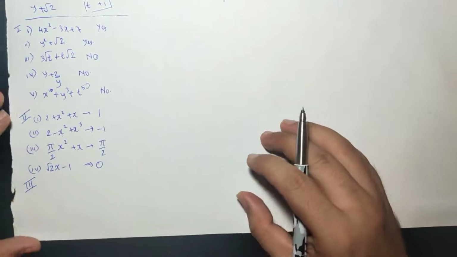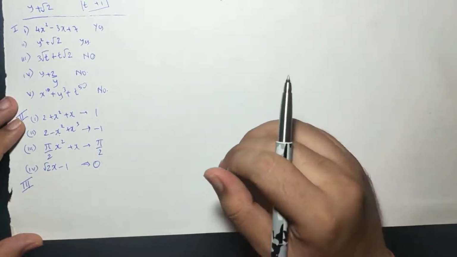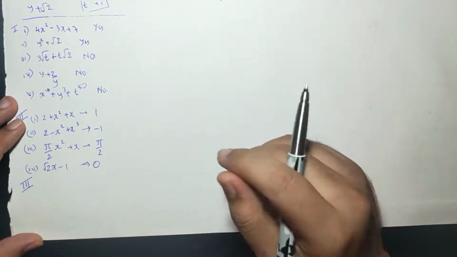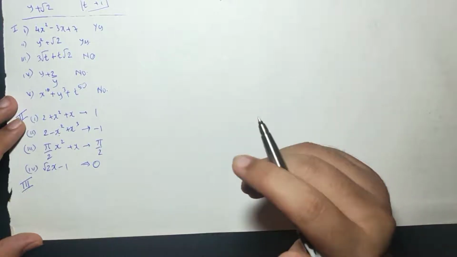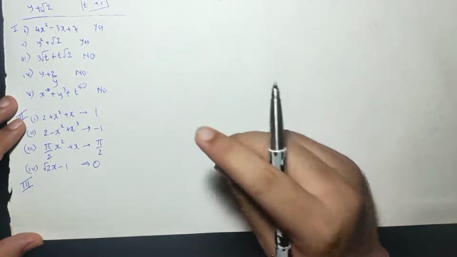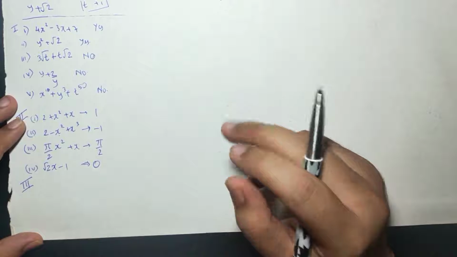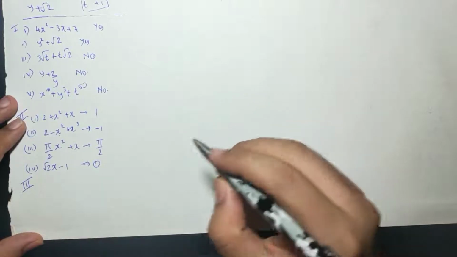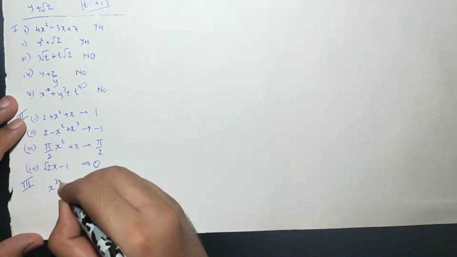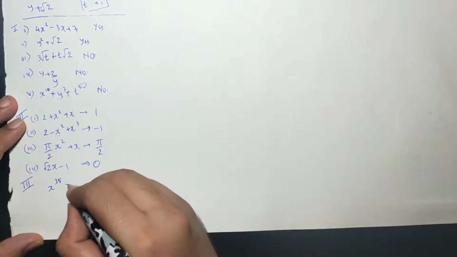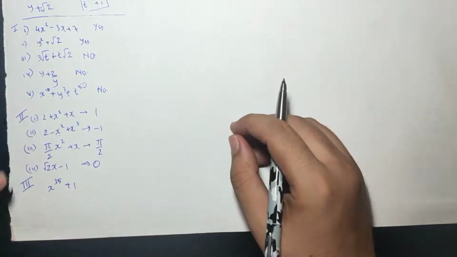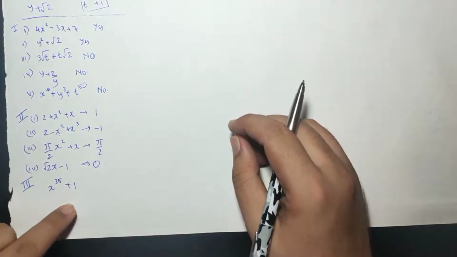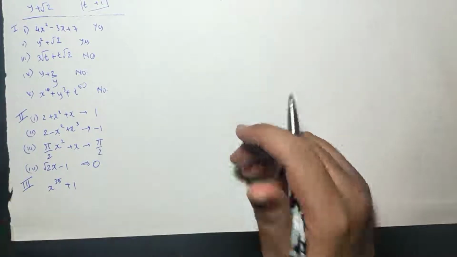Third question, very easy. You have to give one example in each of the following, which having binomial of degree 35. First of all, it should be binomial, means it should have two terms and the degree should be 35. Simplest is x raised to 35 plus 1. This is the binomial, two terms, and the degree is also 35.